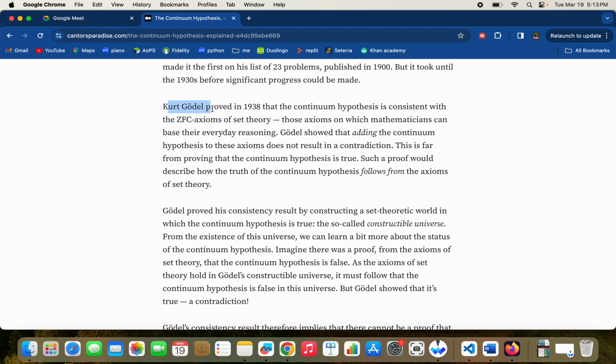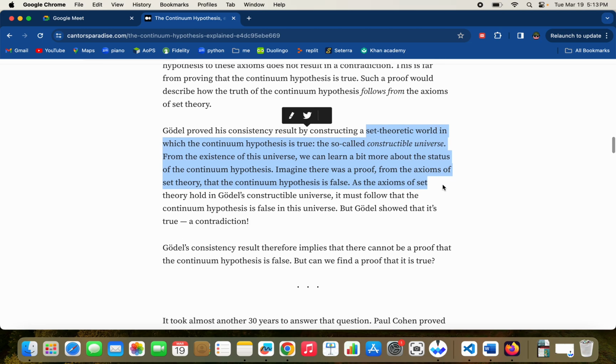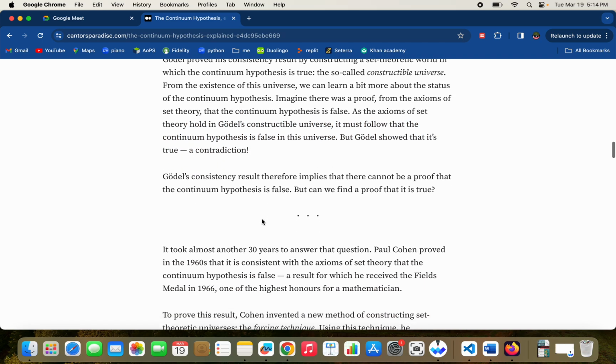Kurt Gödel proved in 1938 that the continuum hypothesis is consistent with the axioms of set theory, which means adding the continuum hypothesis does not result in a contradiction. This is far from proving the continuum hypothesis is true. A proof would describe how its truth follows from the axioms. Gödel's model of set theory for the continuum hypothesis is the constructible universe. Contradiction. Okay.